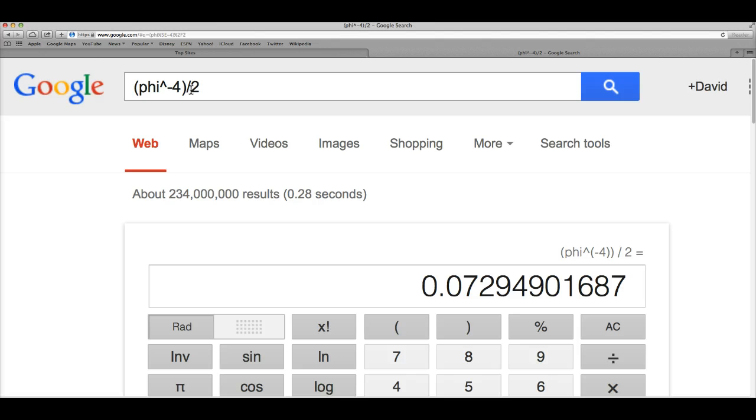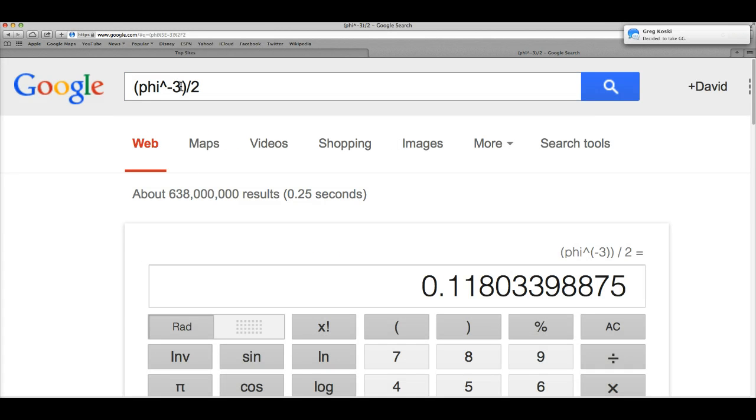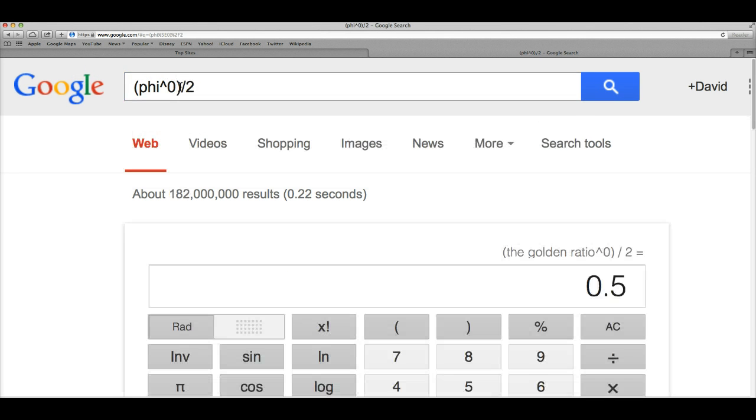Okay, so now I just want to change this value. I just want to show how I'm going to be closer to 0.5. That's an interesting number, is it not? And here we go. And finally, phi to the 0. Okay, I just wanted to show you that.